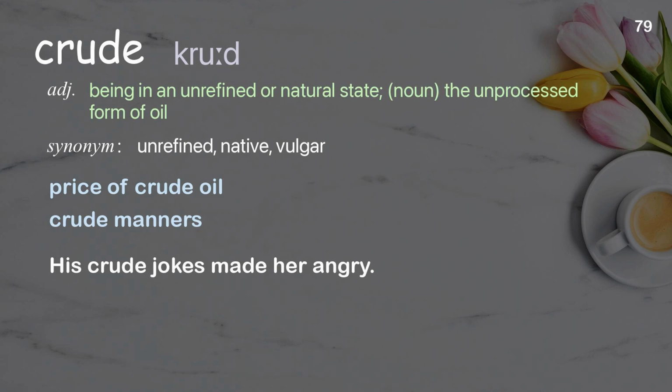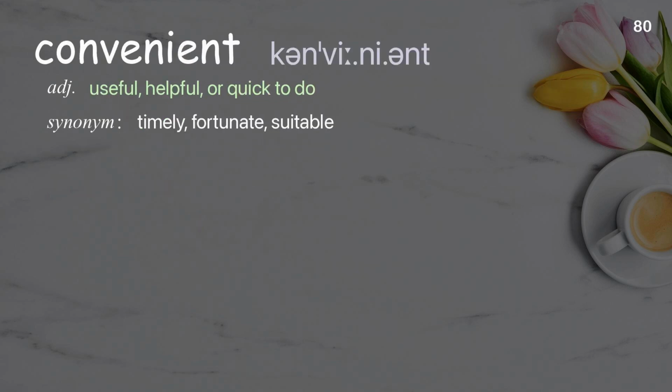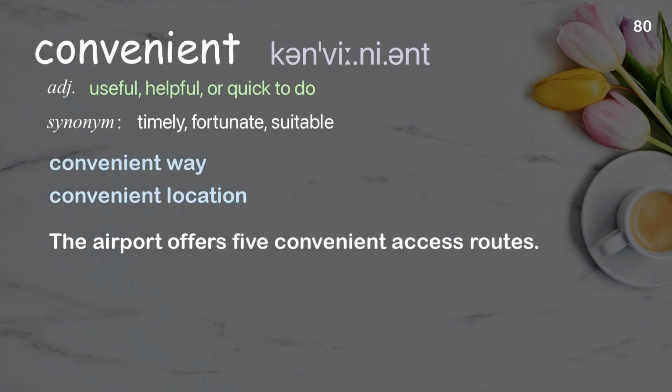Convenient. Useful, helpful, or quick to do. Examples: Convenient way. Convenient location. The airport offers 5 convenient access routes.